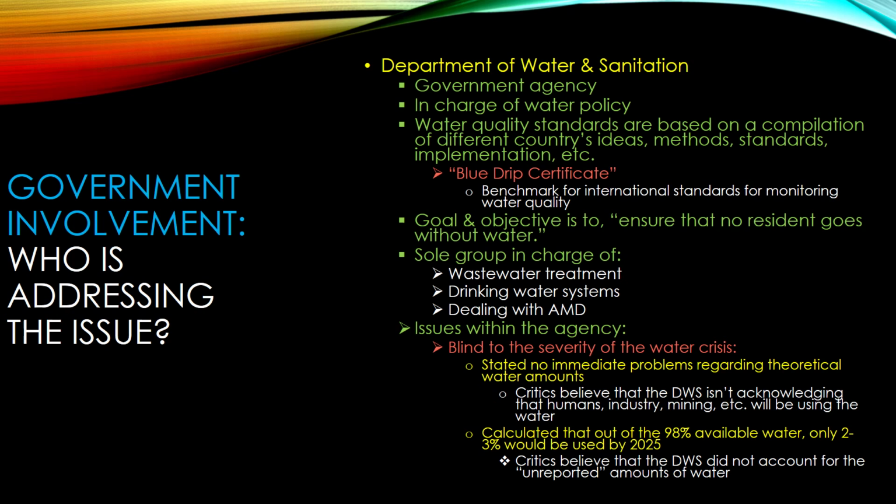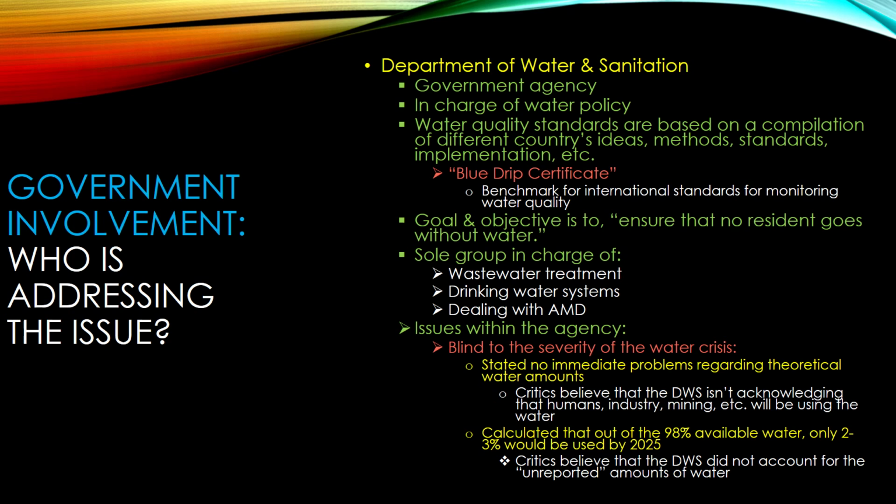This group is the sole group in charge of, like I said, wastewater treatment, drinking water systems, dealing with AMD, all this stuff. However, there are issues within the agency. Most people believe that they are blind to the severity of the water crisis. In a meeting, the director said that there is no immediate problem regarding theoretical water availability, that they calculated that 98% of available water is still there, and it's estimated that only 2 to 3% will be gone by 2025.